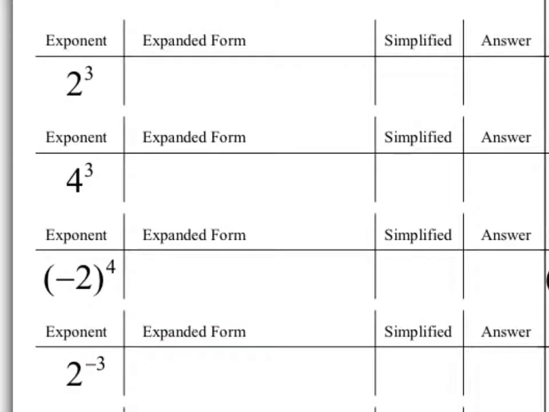Jaquan, for this one, you should have written 2 times 2 times 2. And there is no simplified form, okay? Because there's no way to write this with an exponent that's any different than the way it's already written. So we're going to skip past the simplified form, but we are going to write its value. 2 times 2 times 2 is 8.